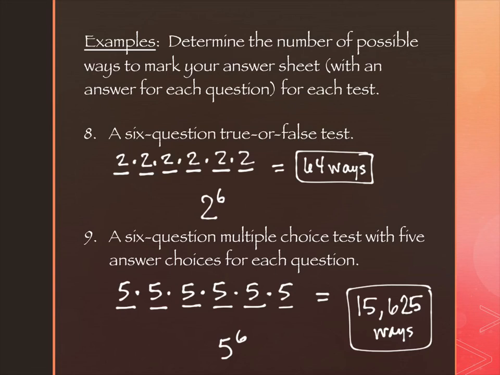Okay, I think there's a couple more. Yeah. On number 8, whenever it's 2, because you only have true and false as your answers. But for number 9, how did you know that it was 5? Because it says so in the problem. Yeah, it would have to tell you, because we wouldn't know, right? Because not all multiple choice tests have 5 answer choices, so you'd have to be told.